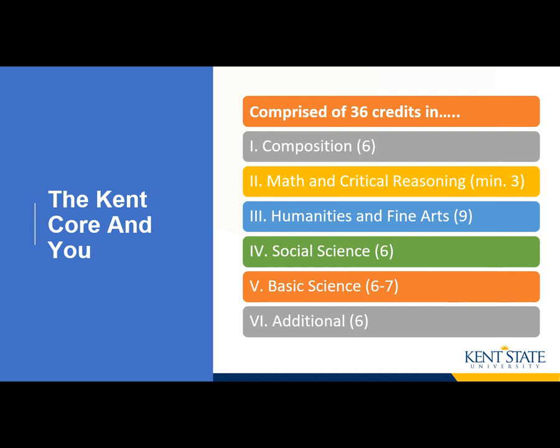Basic sciences is number 5, and the name says it all, basic science. All students are required to take 2 courses, one of which must include a lab. The final category is additional. We think exploring is so important that we require 2 more classes that can come from any of the above areas, plus several courses that are unique to the additional category. More to come about the Kent Core in a little bit.